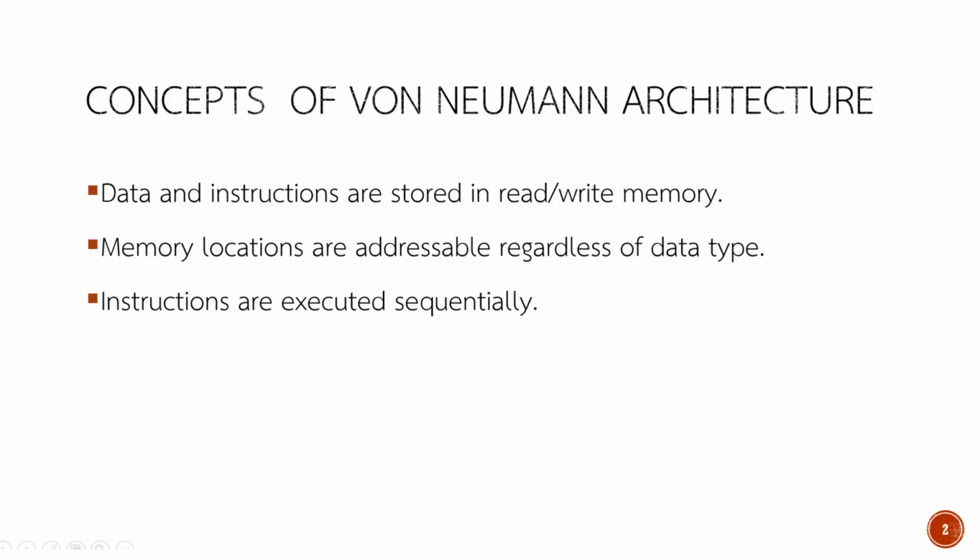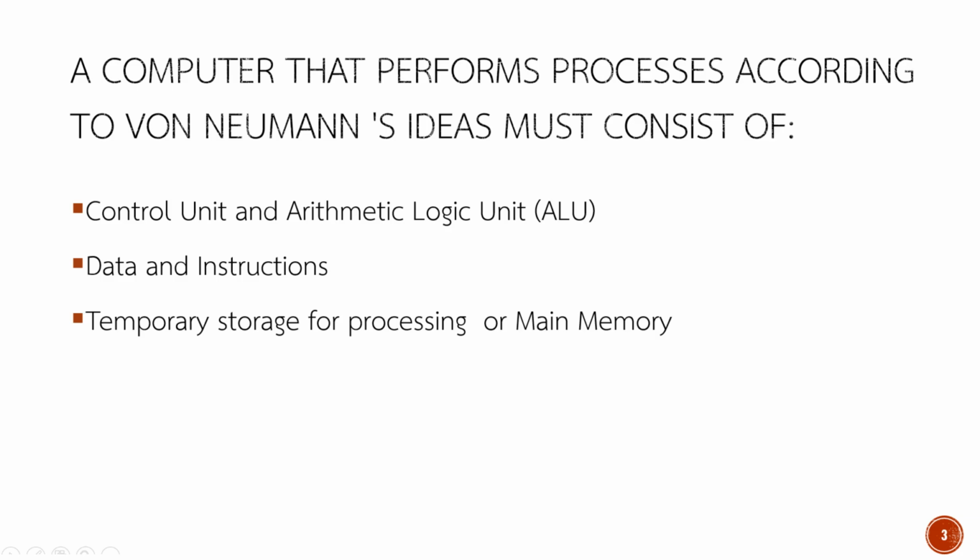Execution is sequential, from one instruction to the next, unless the instruction sequence is modified. A component that performs processes according to von Neumann's ideas must consist of the control unit and arithmetic logic unit, ALU, located in the central processing unit. Data and instructions are required for the system and the resulting output. Temporary storage holds the code and results of processing, such as main memory.